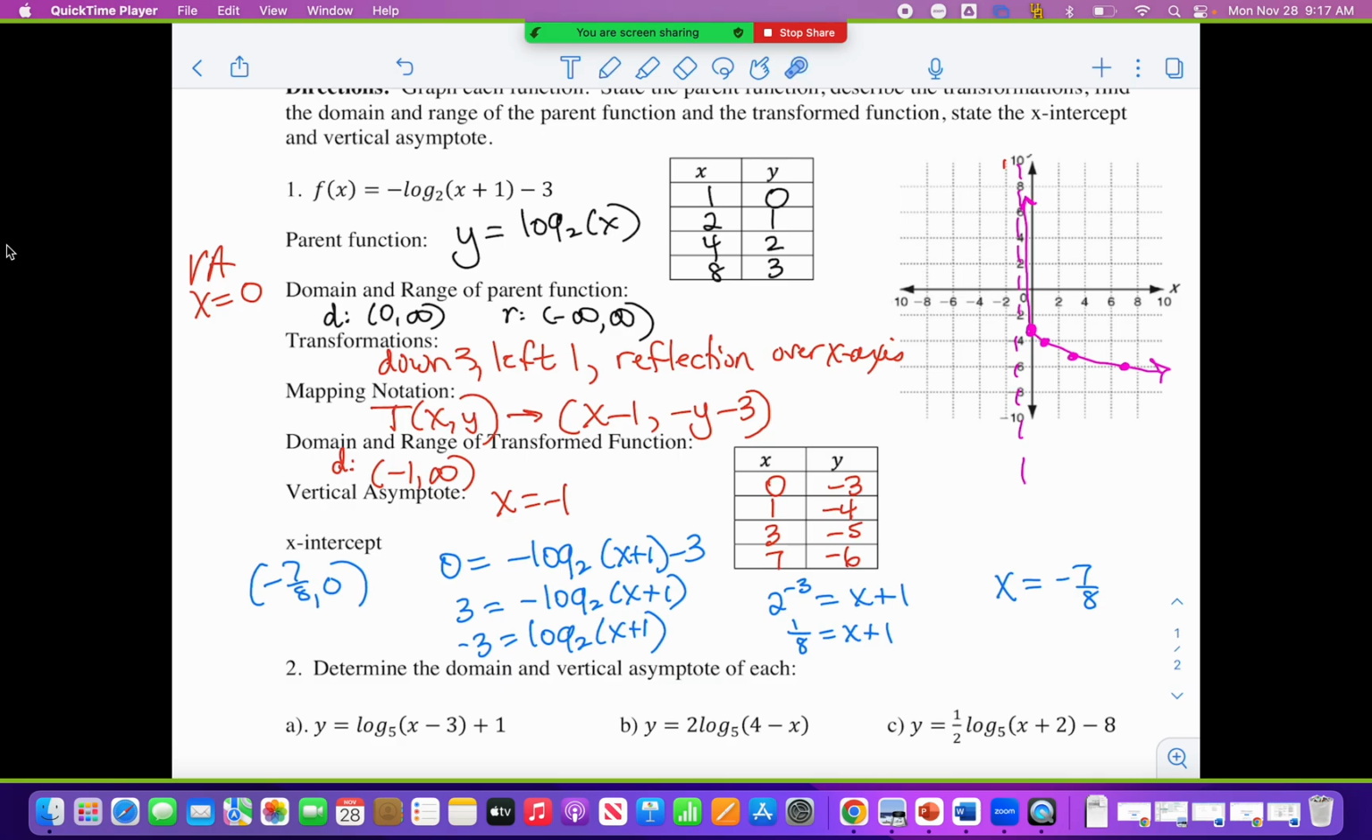Make sure on the graph that you don't stop it here. A logarithm, remember, whoops, and I forgot, let me go back up here. The range is always negative infinity to infinity for a logarithm. And that should make sense because an exponential function has domain negative infinity to infinity. So the range of a logarithm should be negative infinity to infinity.